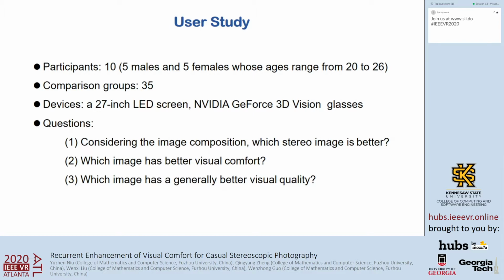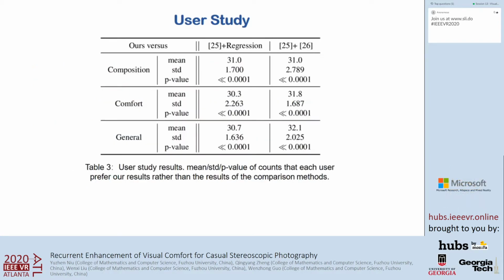Especially, they need to answer the following 3 questions. For each participant, we calculate the number of times of selecting our results rather than those of comparison methods in the certified comparisons. On average, users prefer ours in more than 30 out of 35 cases when considering the image composition, visual comfort, or general visual quality.